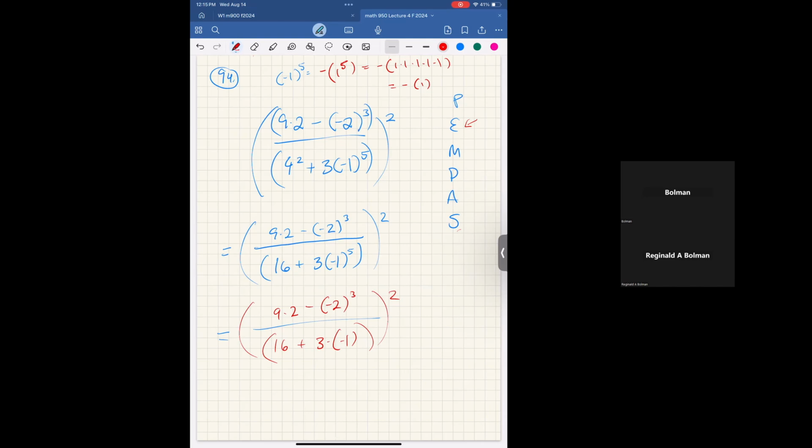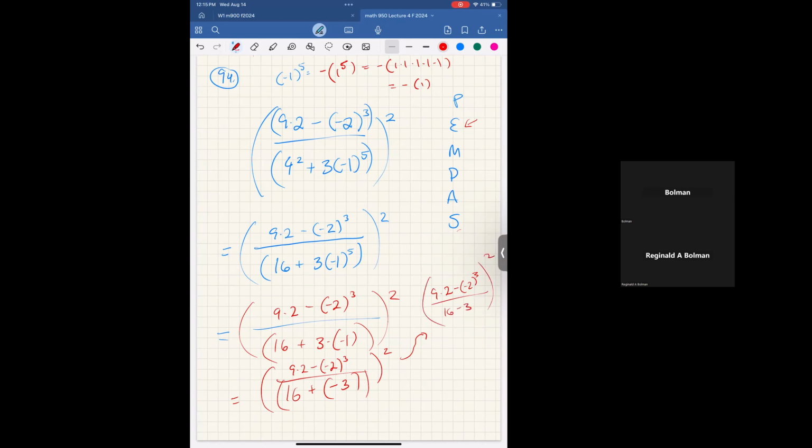All right, now we have to repeat this process. 3 times -1 is going to give me a -3, because we have a positive and a negative, so that's going to be negative. And in my numerator, nothing changes. Try not to write sloppy like I'm writing. Try to keep all of your numbers as nice and pretty looking as possible because it's going to result in most likely fewer problems. All right, 16 plus a -3 is the same thing as 16 minus 3. So you will have 9 times 2 minus -2 cubed on top, and 16 minus 3 on bottom.